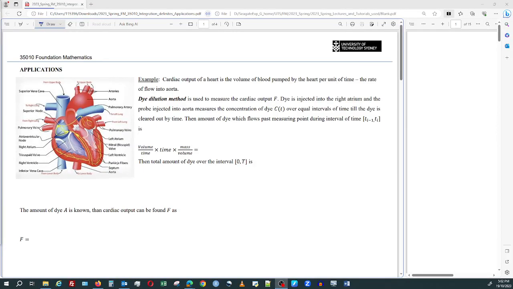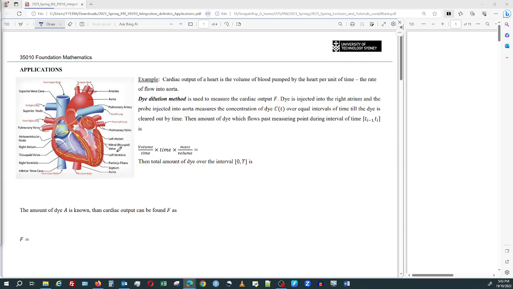All right, welcome back. We're having a look at some applications of integration and how they might be used. So this really adds value, I think, to the whole process. All right, so I've got a rather complicated diagram here of a heart and all of the various bits and pieces that make up the heart.